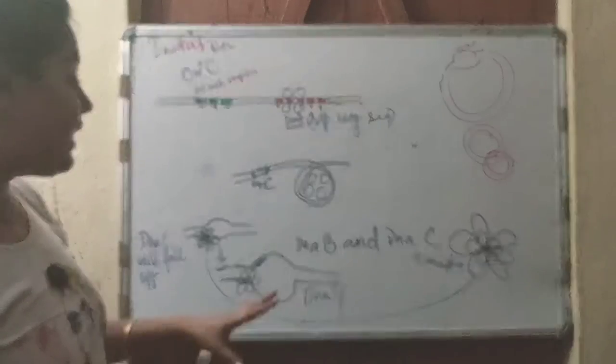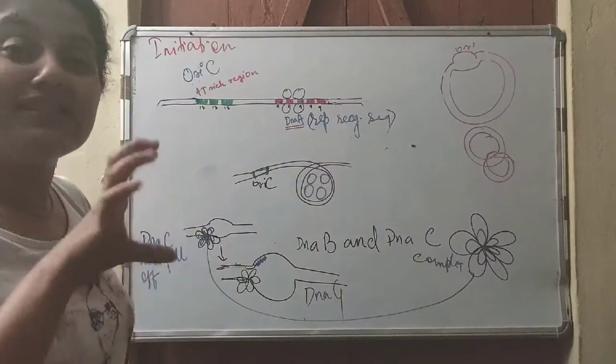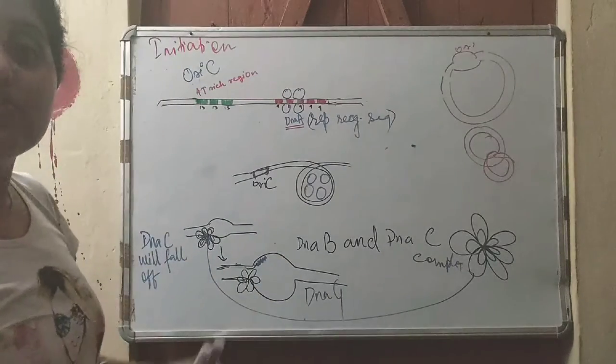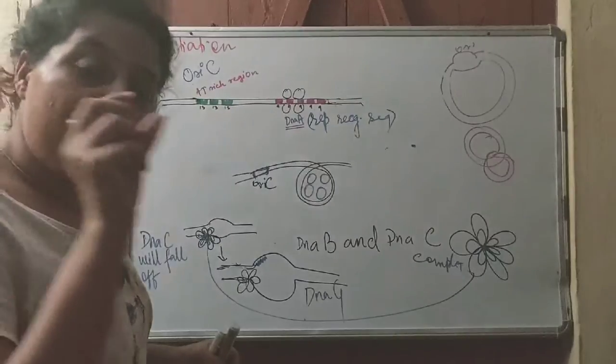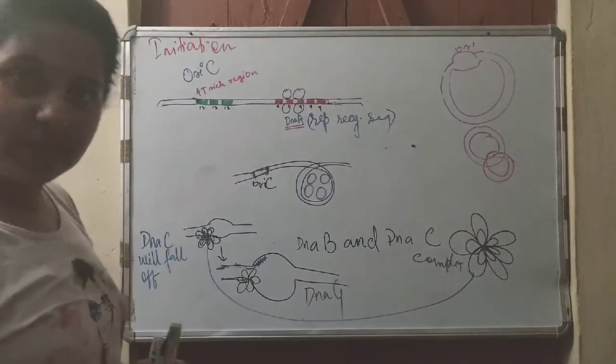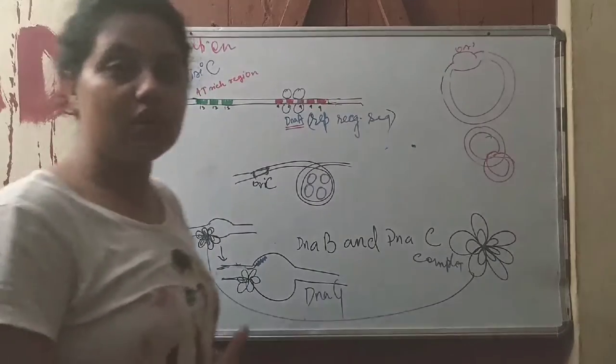Now as the DNA is unwound, another enzyme known as DnaG will come and sit in the replication fork and anneal the primer for the synthesis of DNA, right, for the process of elongation. This was only for today.